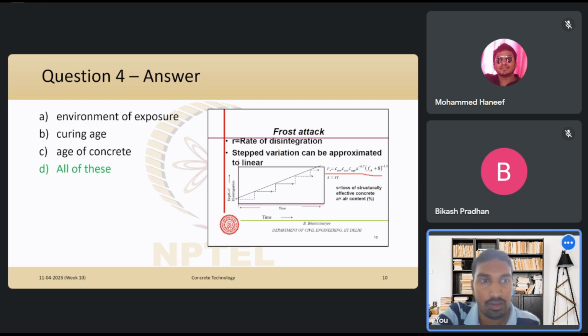So it depends on your temperature, which the environment will cover. For the curing condition, if you do good curing, it can again reduce the frost attack. And also the age of hydration will also determine how much disintegration happens or how quickly it can happen, right? So basically the temperature and the porosity are the main factors.